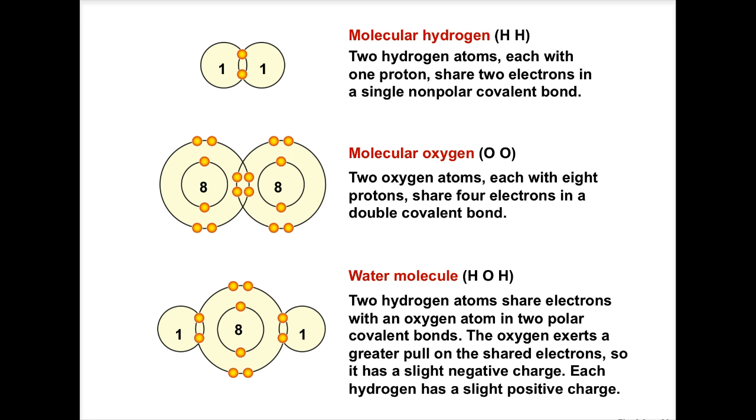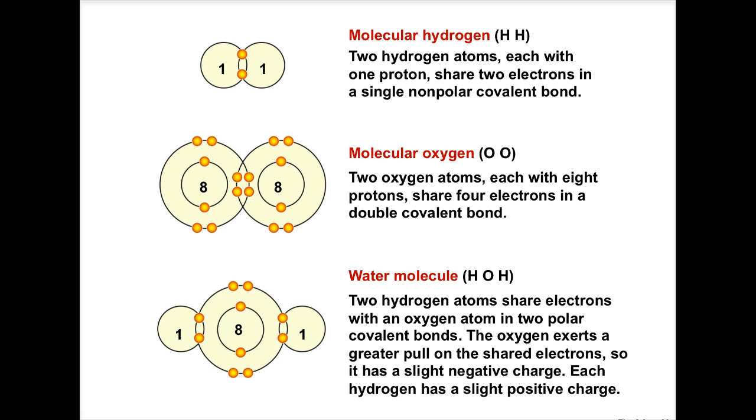Same thing in the second image with molecular oxygen. We have two oxygen atoms being held together. Each one has two electrons on their first shell, and now they're stable with 8 electrons on their second shell. And they're stable with those 8 electrons on their second shell because they're sharing a total of 4 electrons, or 2 pairs. This is called a double bond or a double covalent bond.